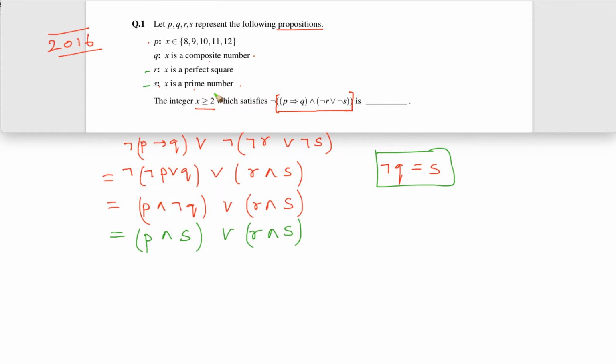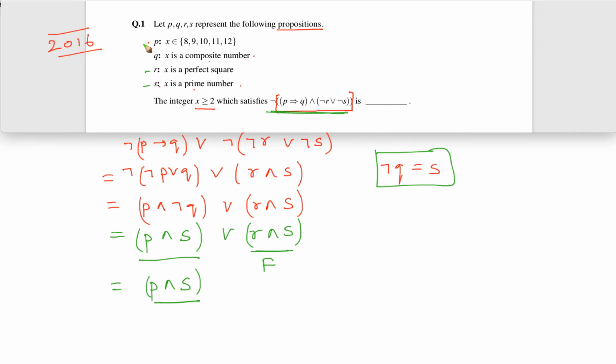So when somebody is saying that it is a perfect square as well as prime and x is greater than or equal to 2, they are essentially saying a wrong thing. So this cannot happen. This thing is false, and anything or false boils down to the left part. So this is basically p and s. The entire expression which they have given boils down to p and s.